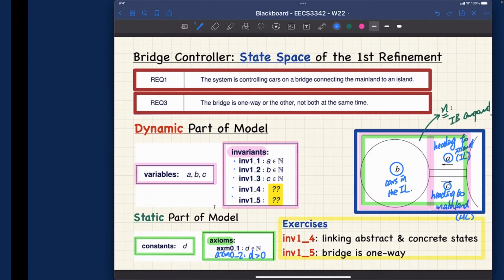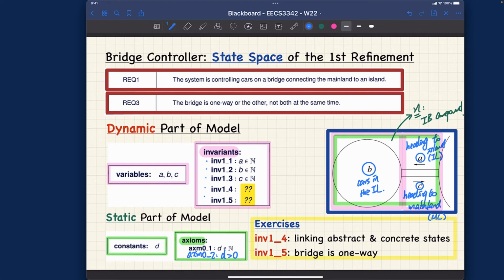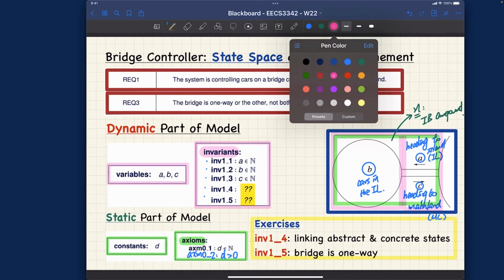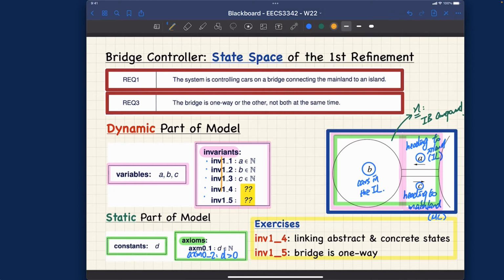And one thing to note, right? You can see the naming convention here. It's still consistent. You can see here we actually got the 1 over here, right? You can see invariant and then 1 over here. So the 1 over here is really about, we talk about the first refinements.